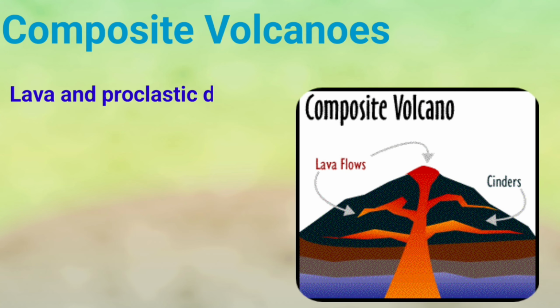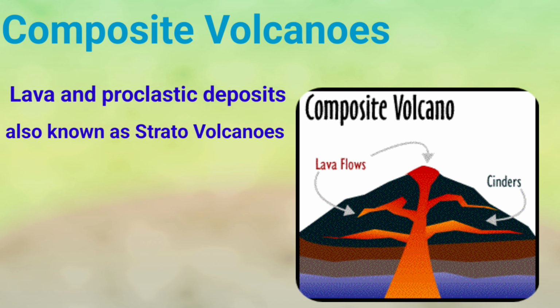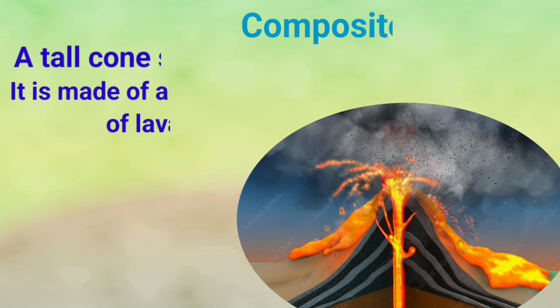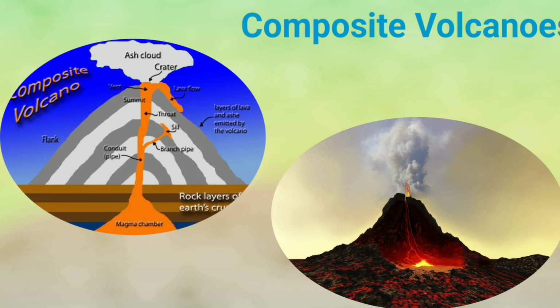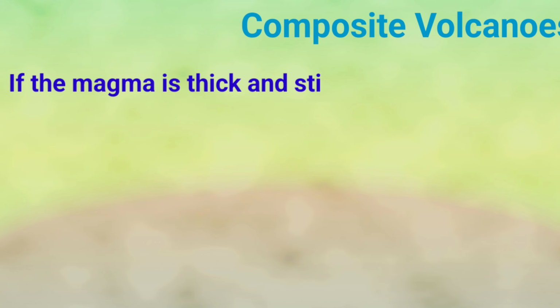Moving on, next, composite volcanoes. Lava and pyroclastic deposits, also known as stratovolcano. Composite volcanoes are tall cone-shaped volcanoes. They are made of alternating layers of lava and ash. Composite volcanoes are active over long periods, tens to hundreds of thousands of years, and erupt periodically.